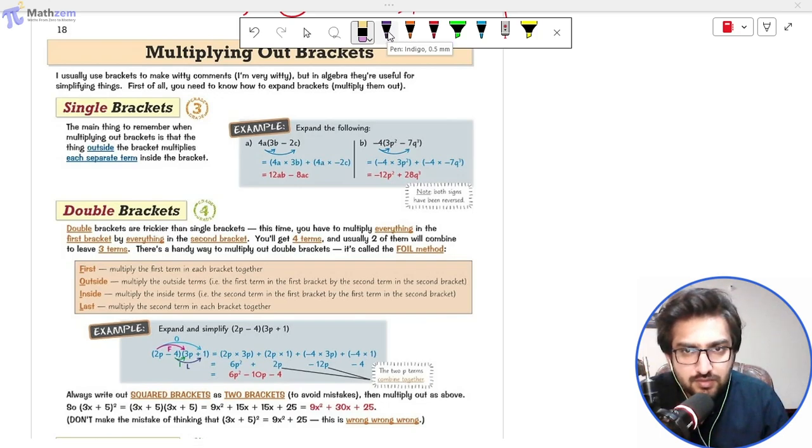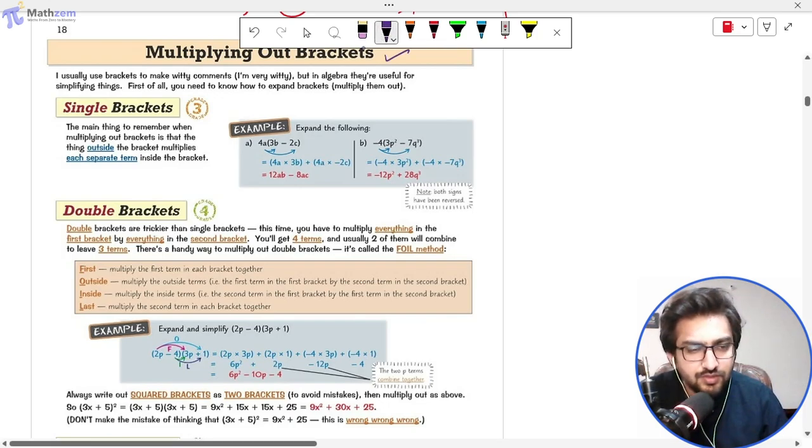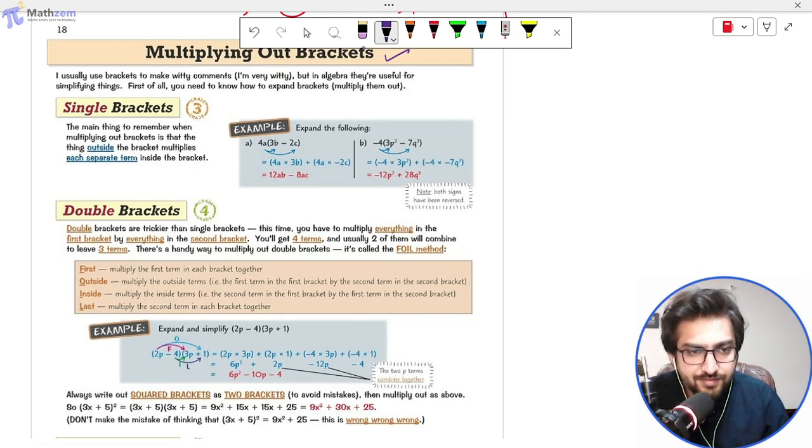Today we will start multiplying out brackets. So this is the new topic of algebra. The first concept in this is single brackets, right? Multiplying a number with one single bracket. So let's take an example.